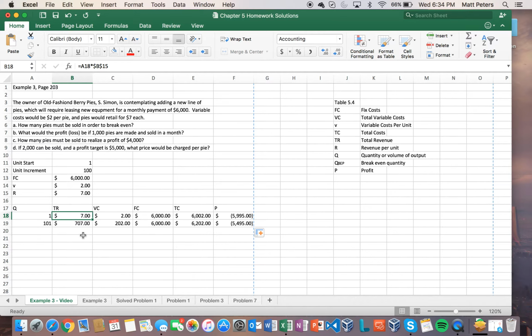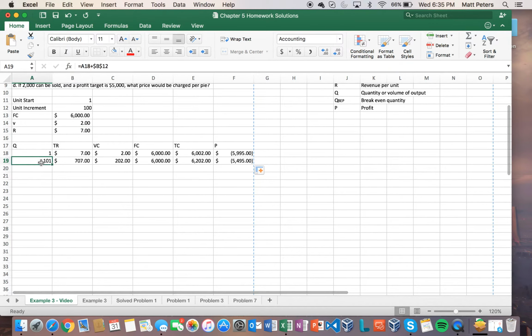Now let's look how it did this. So here it's A18 times B15. Here it's A19 times B15. That's what I meant by fixing that reference. So as this fills down, the A reference changes, but the B15 does not, because no matter what row we're on, no matter which quantity we're dealing with, we want it to reference B15 from up here.